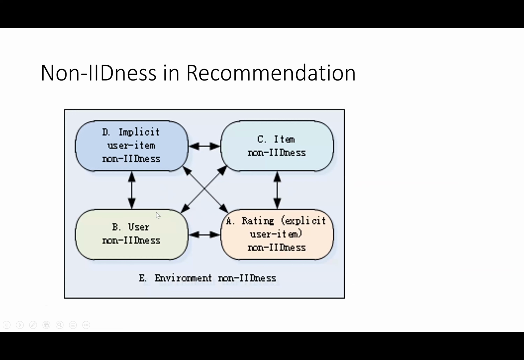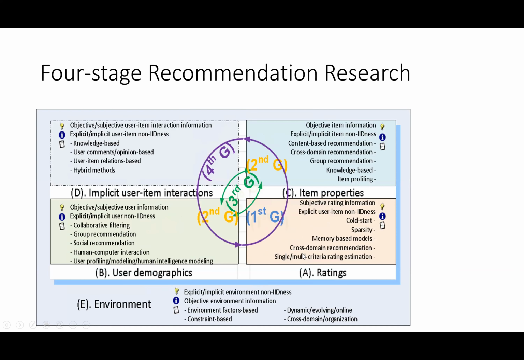And importantly, I want to emphasize that we will do that. We'll consider user non-IIDness, item non-IIDness, user-item interaction, and the user and item feature space. But as I mentioned earlier, even the rating could be non-IID as well, but usually that is ignored.